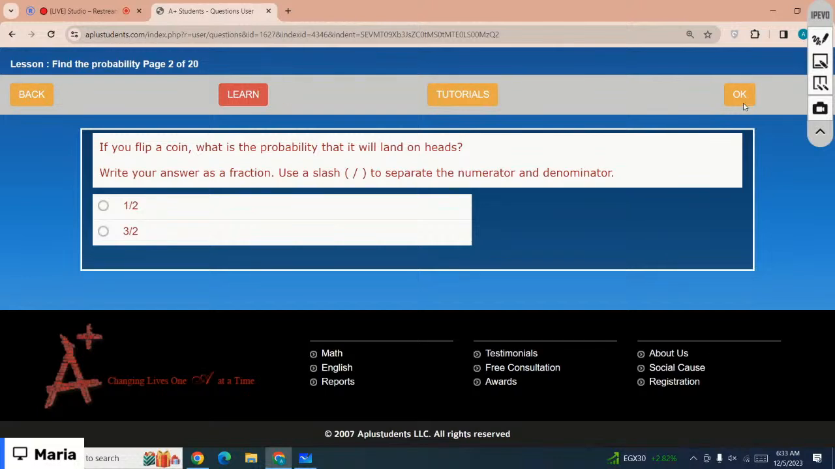If you flip a coin, what is the probability that it will land on heads? Which is the correct option? Yes, it is 1 out of 2.